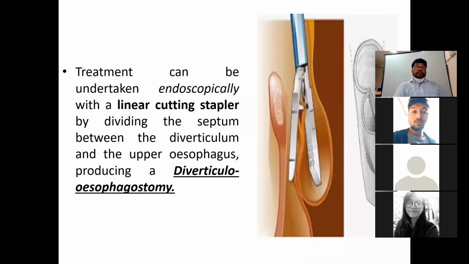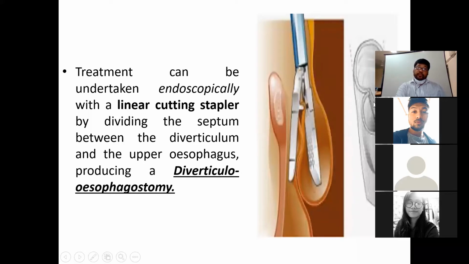So far as treatment is concerned, treatment can be undertaken endoscopically with a linear cutting stapler by dividing the septum between the diverticulum and the upper esophagus and producing a diverticulo-esophagostomy. Here we can see the stapler is being applied. One blade of the stapler is in the pouch and another in the upper esophagus. They are approximated and it is fired. And on firing, there will be stapling, and on releasing the fire, it will cut.